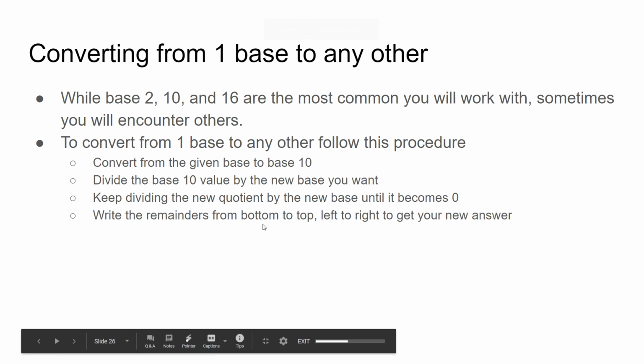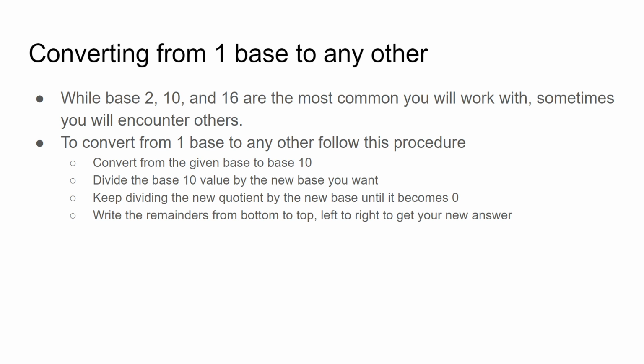So we talked about going from base 10 to hex, hex to decimal, hex to binary, binary to hex, decimal to binary, and binary back to decimal. How about just converting from one base to any other? This does show up every now and then, and guess what? It shows up in your homework too. So there's a really simple algorithm for doing this.